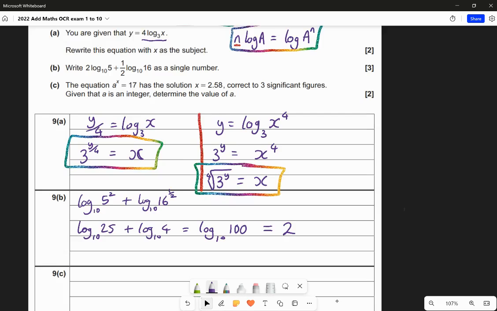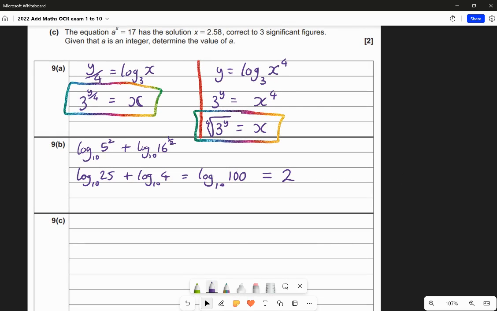Okay. Part C. The equation a to the power of x is 17 has the solution x is 2.58, correct to 3 significant figures. Given that a is an integer, determine the value of a. Okay, I'm thinking of various different ways of solving this. Let's think about it. Firstly, we could do trial and error. I'm thinking we could use our logarithms. So we have a to the power of x is 17. I'm going to start just by using logarithms.